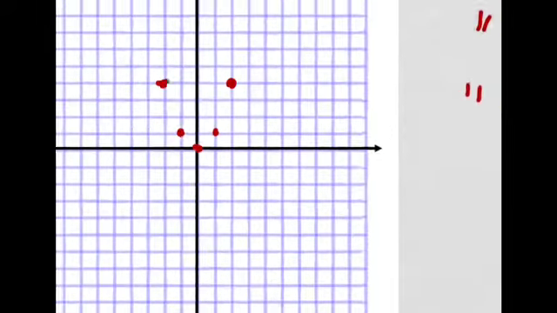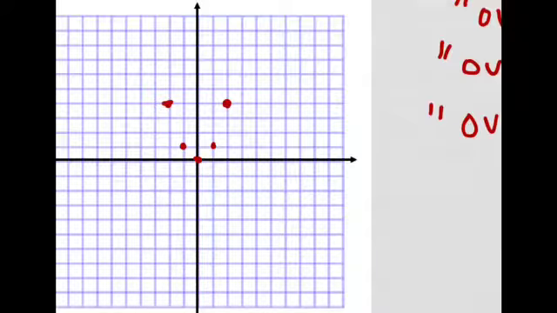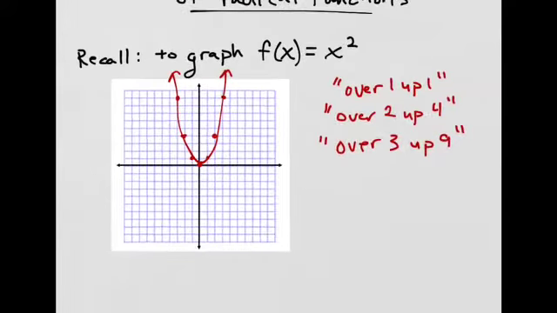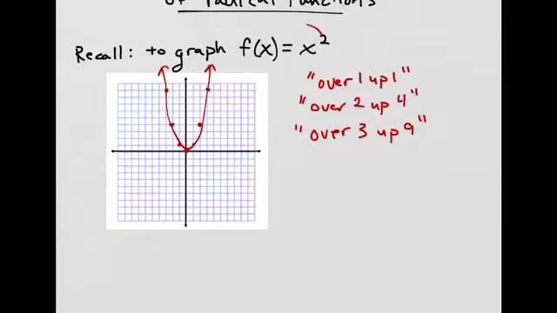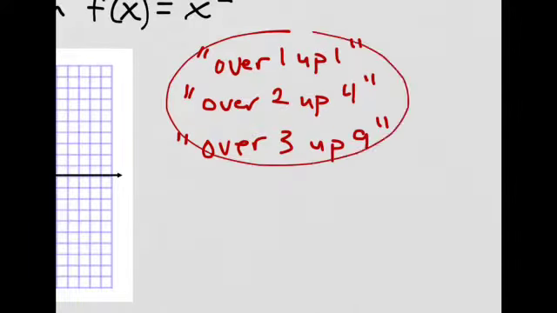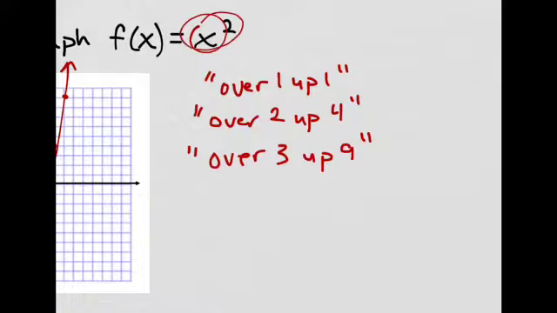So I got that, and then over 3, up 9. I can do that because it fits on my graph. Over 3, up 9. And remember, you try and make this a smooth curve. And that's as smooth as it's going to be. So that's how you graph the parabola. You remember this stuff. But even if you don't remember this, you can figure this out because you're plugging stuff in here. All of these you plug in, and these are what comes out.